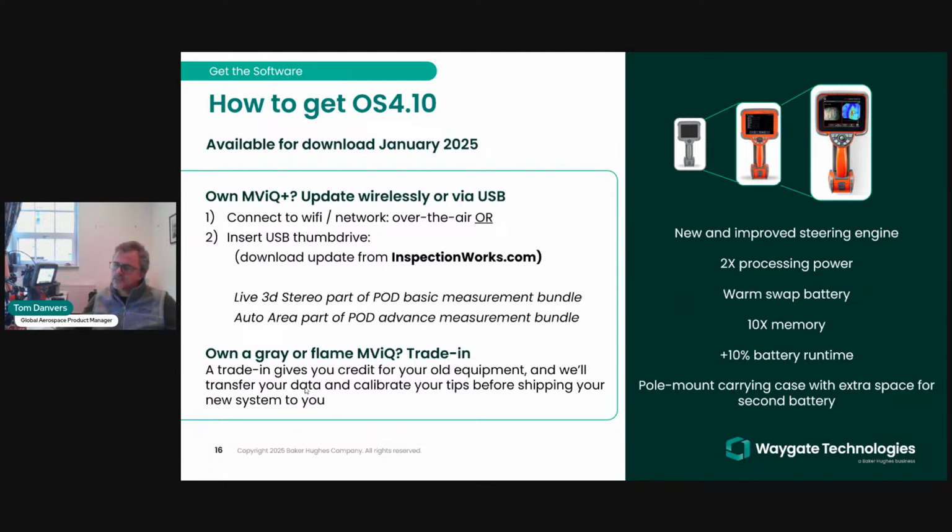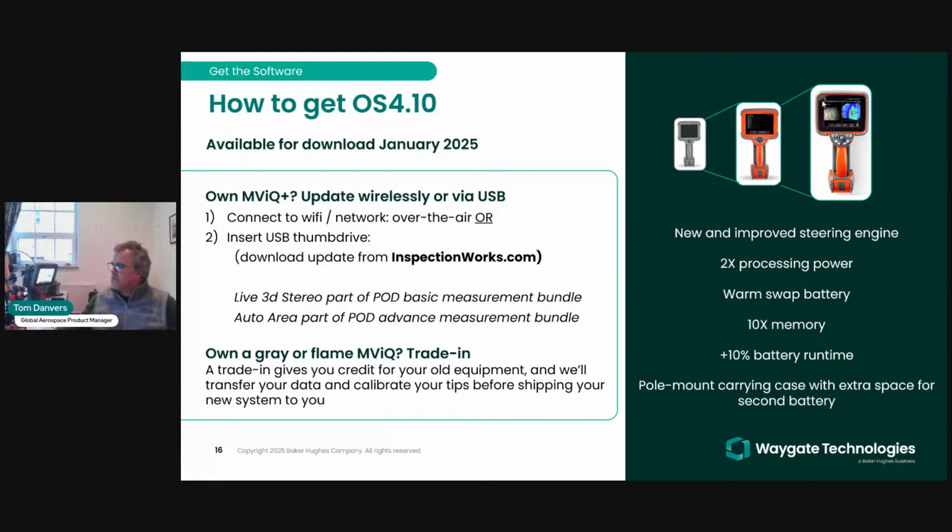So there are trade-in options associated with upgrading your device. But if you've already got the MVIQ Plus, to upgrade the software, the previous version was version 4, from version 4 to version 4.1, or 4.10 as we're calling it here, it's basically one of two methods. You connect your device to the account, to the network.